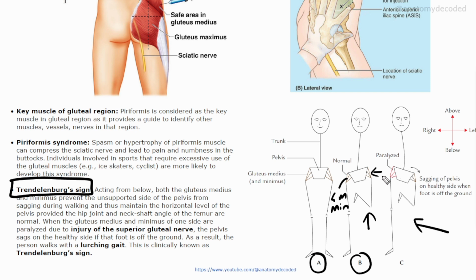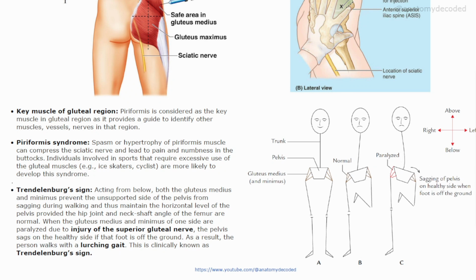Supposing this gluteus medius and minimus gets paralyzed, see what is happening. If the left leg is raised from the ground, there is sagging of the pelvis on the healthy side. Here the gluteus medius and minimus are normal, but still it is sagging, because the action of gluteus medius and minimus, we had learnt, is to prevent the sagging of the unsupported side. Once you understand it, when you read the explanation it would be much clearer.